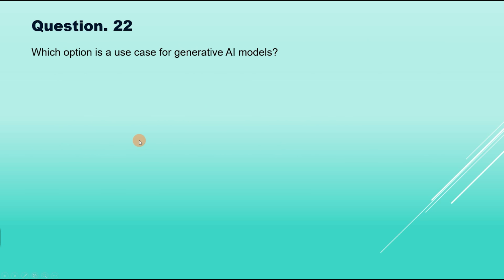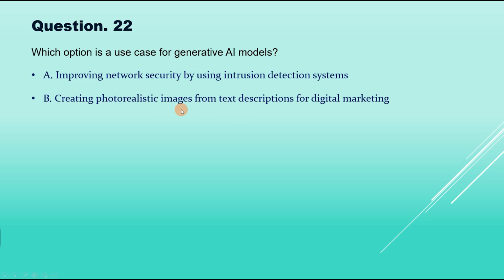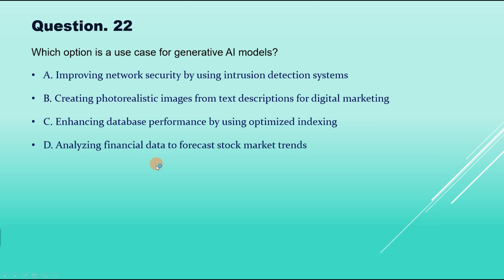Now, question number 22nd. Which option is a use case for generative AI models? Improving network security by using intrusion detection system. Option B, creating photorealistic images from text descriptions for digital marketing. Option C, enhancing database performance by using optimized indexing. Option D, analyzing financial data to forecast market trends.